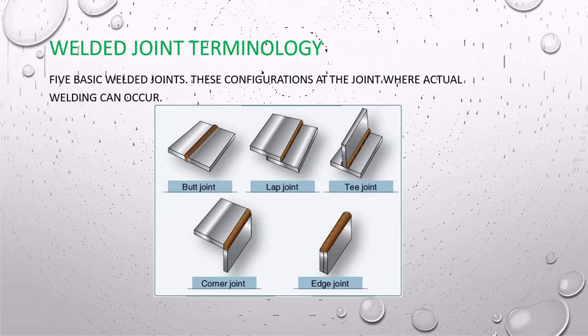Okay, next page is welded joint terminology. Welded joint terminology is divided by 5 basic welded joints, which you can see in this picture. This is butt joint, lap joint, T-joint, corner joint, and edge joint. Okay, move to the next page.